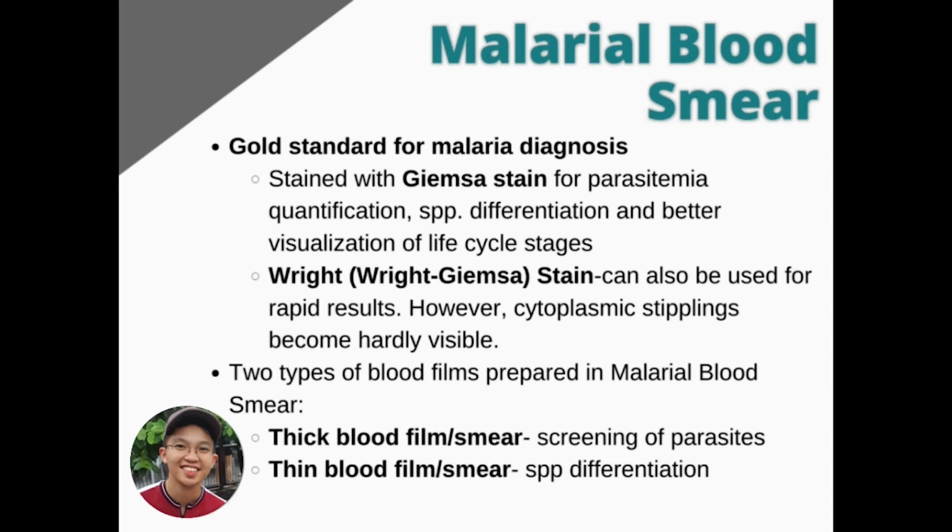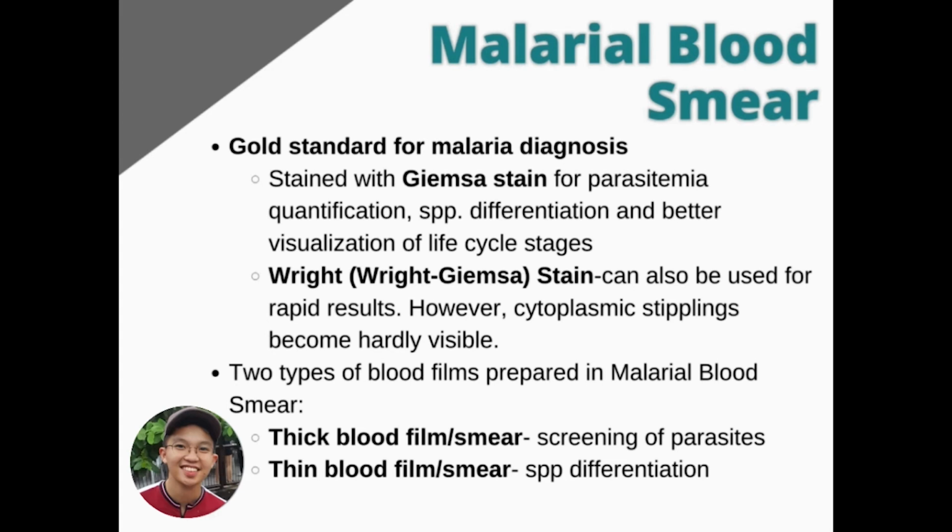However, cytoplasmic stipplings such as the Maurer's dots, Schüffner's dots, Siemens dots, and James dots become hardly visible. There are two types of blood films prepared in a malarial blood smear. First is the thick blood film or smear, which is used for the screening of parasites. Next is the thin blood film or smear for species differentiation and identification.